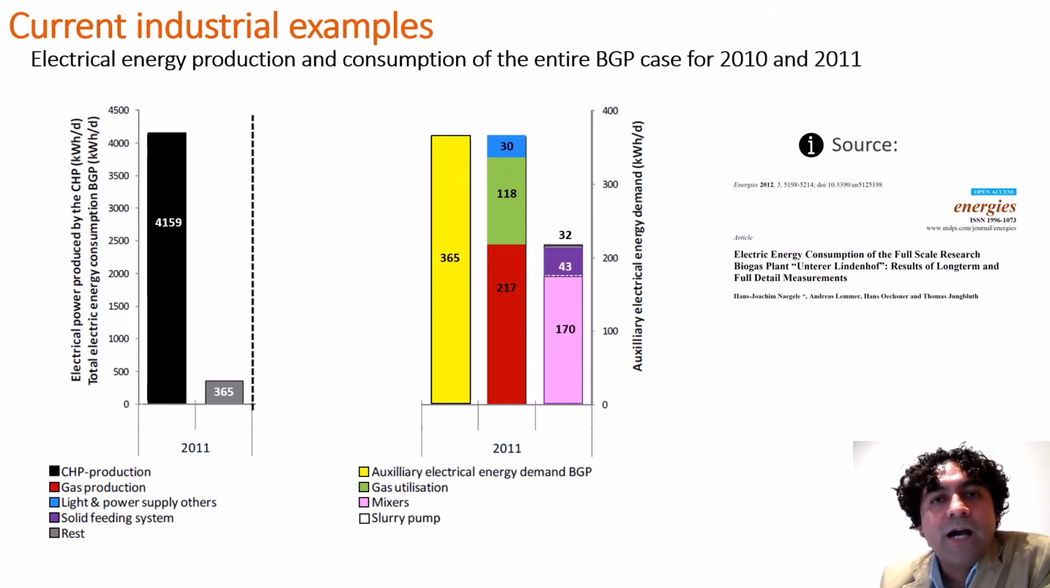A deeper insight into the distribution of the gas utilization path shows that the mixers, with 170 kWh a day, are one of the most demanding consumer equipment in this example, something to take into account when designing a biogas plant.